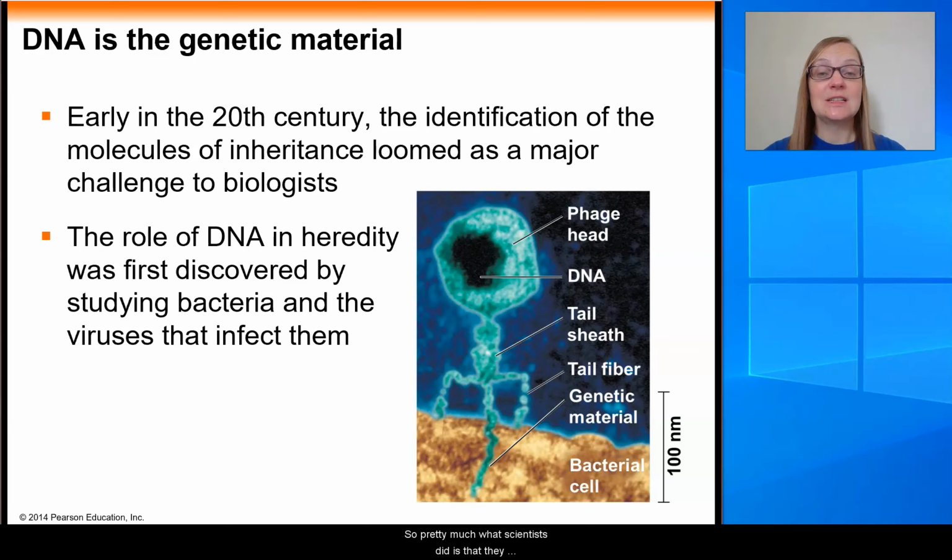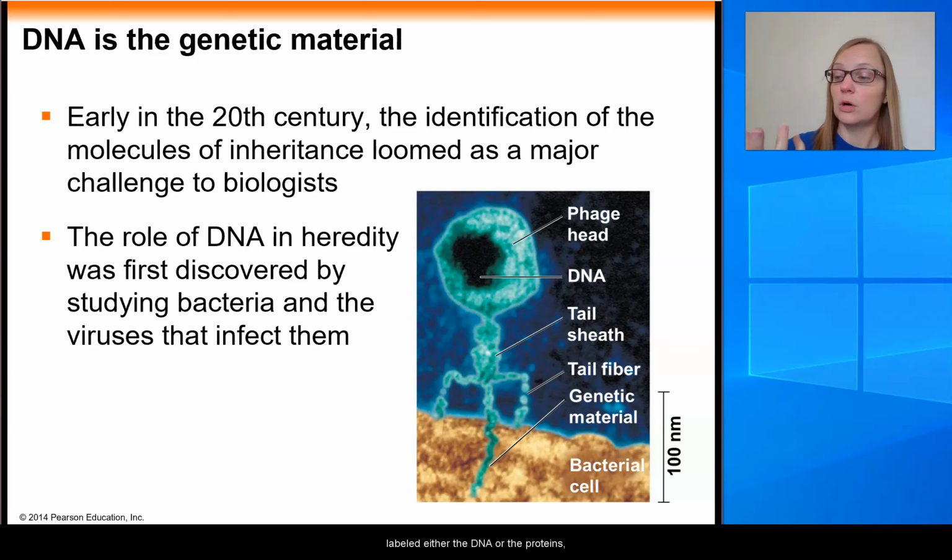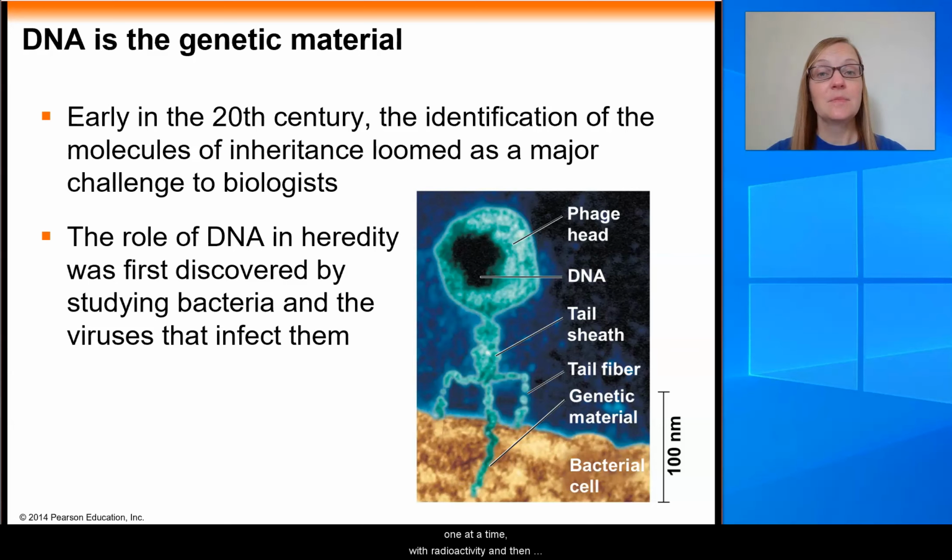So pretty much what scientists did is that they labeled either the DNA or the proteins one at a time with radioactivity, and then they allowed these radioactively labeled bacteriophages to infect bacterial cells, and they followed to see what part of that virus gets into the cell and potentially takes the cell over as a hostage to make more bacteriophage particles. And so what the scientists determined is that when you labeled the DNA with radioactivity, the radioactivity made its way into the bacterial cell, and that kind of gave us this idea that the DNA is going to be that holder of genetic information that then will take the bacterial cell hostage, or that passes on genetic information to the next generation during cell division.